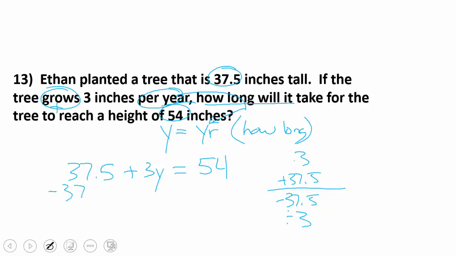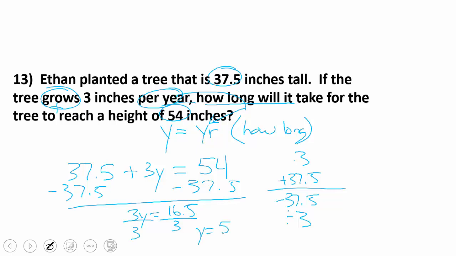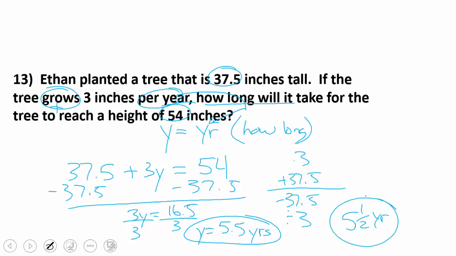Subtracting 37.5, 3y now equals 16.5. Dividing by 3, y equals 5.5. So that's 5.5 years. If you write 5.5 years, you're absolutely okay.